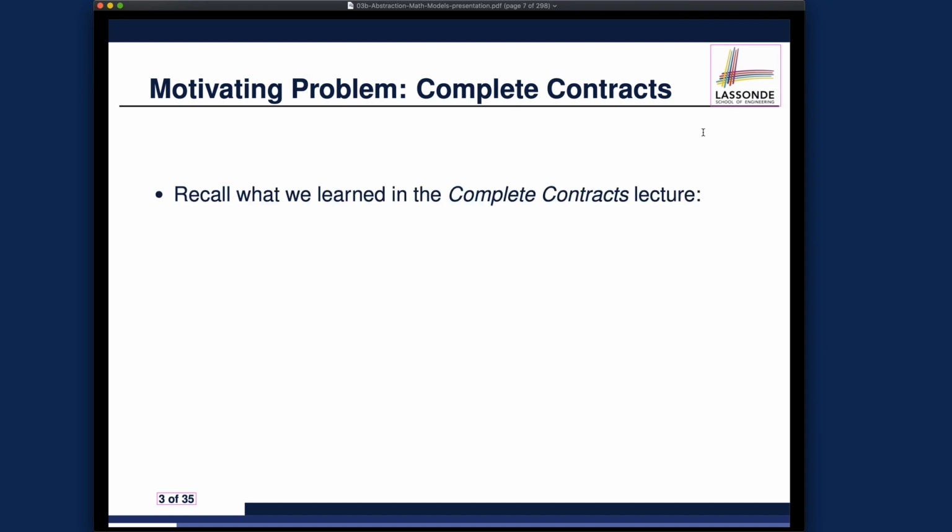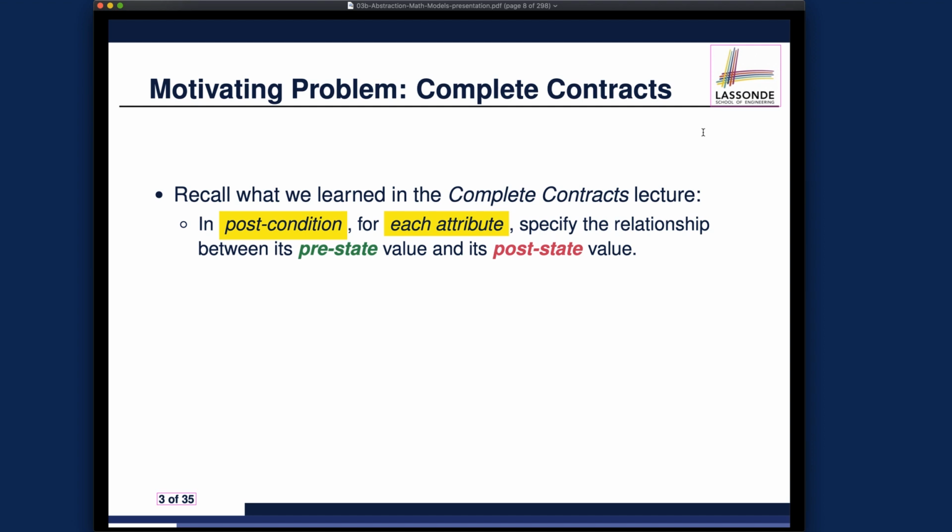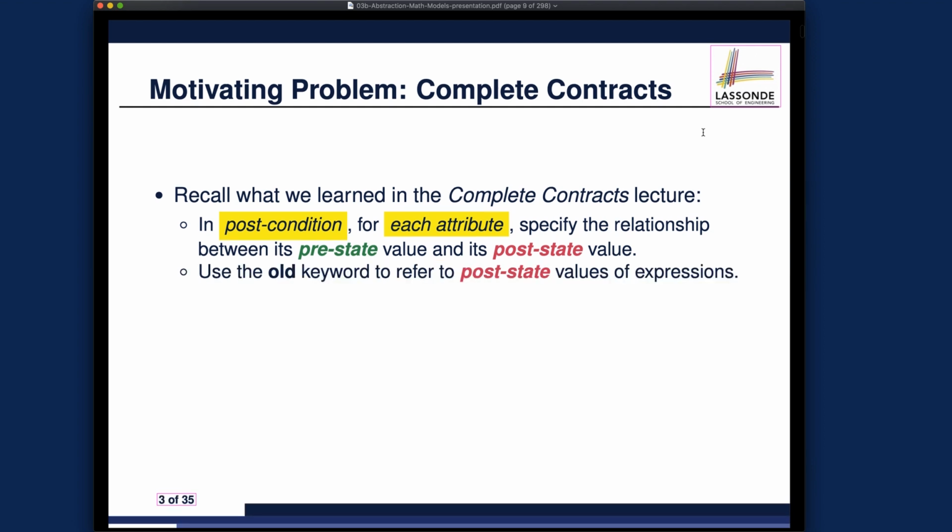So recall what we did about complete contracts. To write a postcondition, you should really relate the pre and post states. And then you want to use the old keyword to refer to the pre-state, so that you can memorize the pre-state values and then compare them against the post-state.